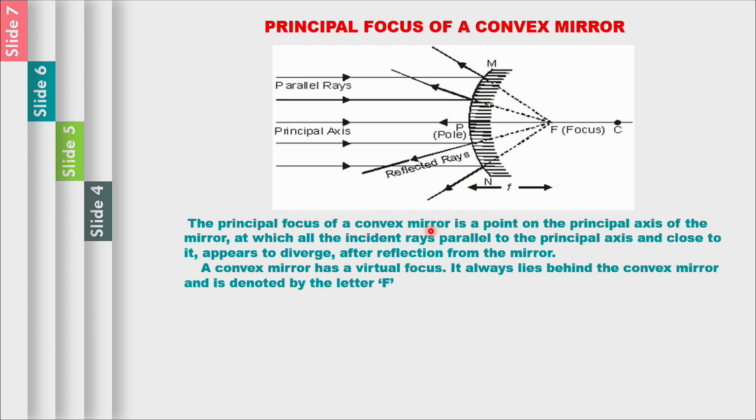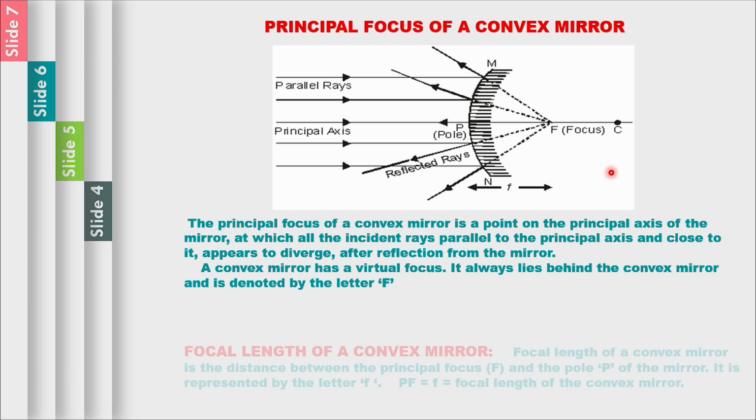The principal focus of a convex mirror is a point on the principal axis of the mirror from which all incident rays parallel to the principal axis, close to it, appear to diverge after reflection from the mirror. What is the difference between the concave and convex? The concave mirror has a real focus, but the convex mirror has a virtual focus. It always lies behind the convex mirror. It is usually denoted by a capital letter F.